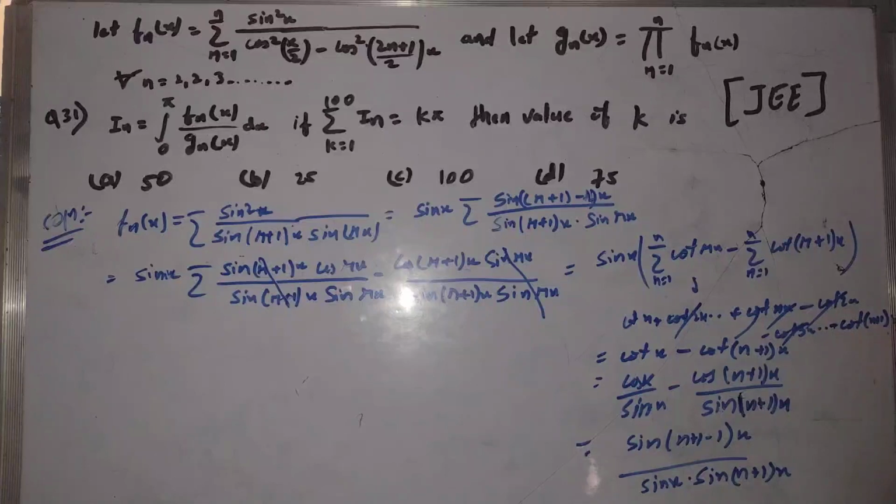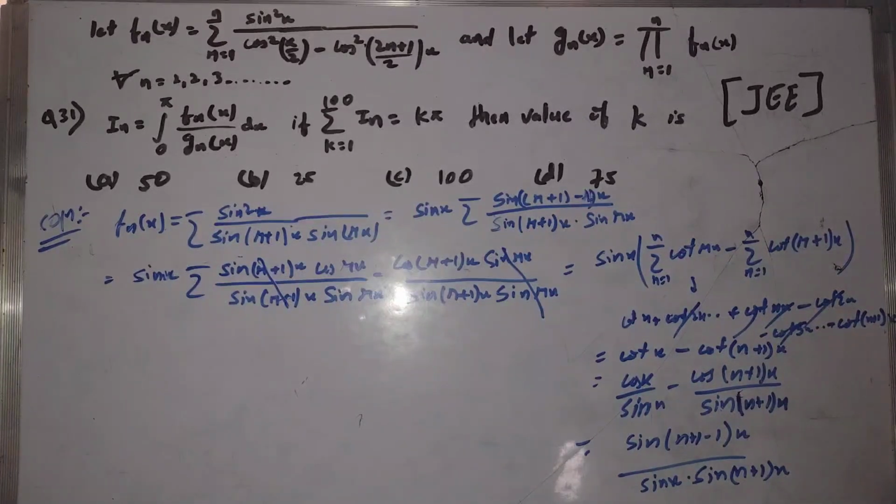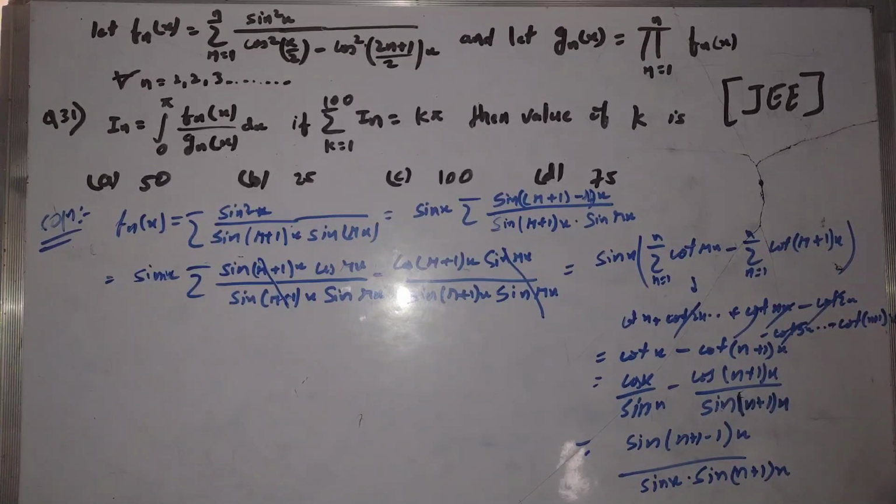In the numerator we can see that it will be sin nx. Let me think once. Yes, it will be sin nx upon sin x into sin (n+1)x.